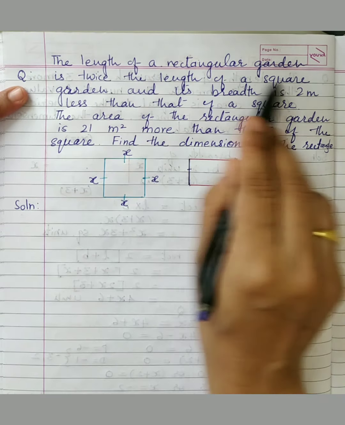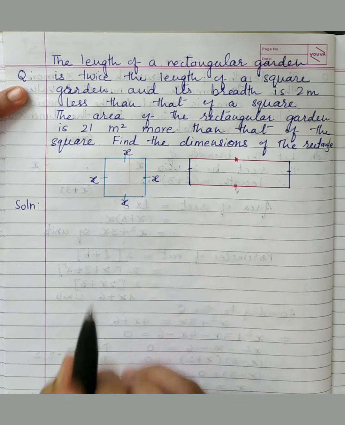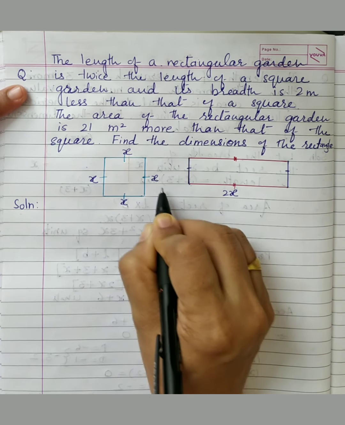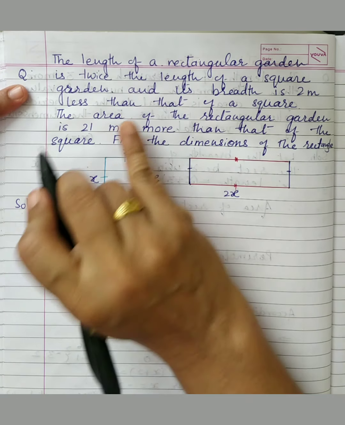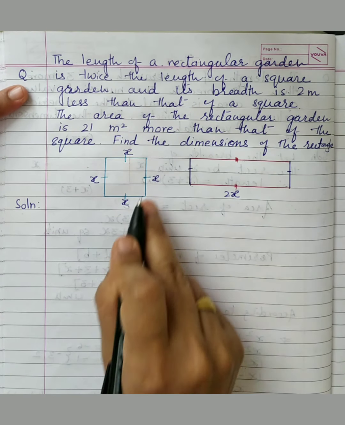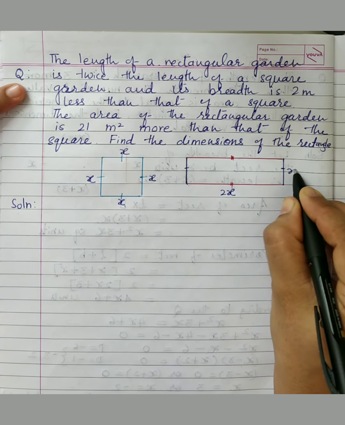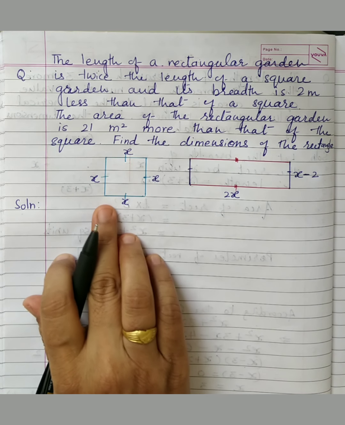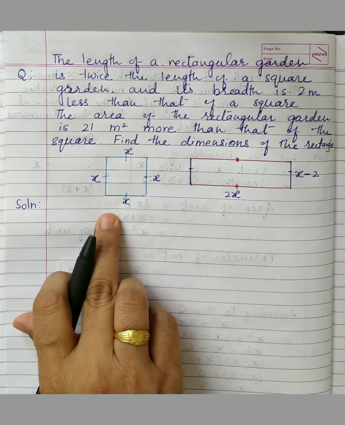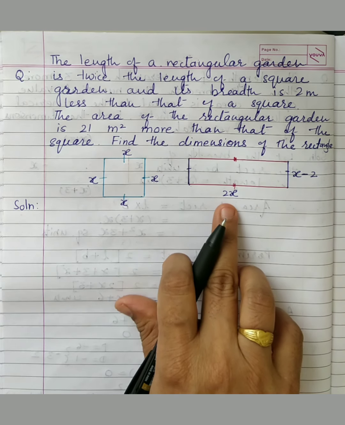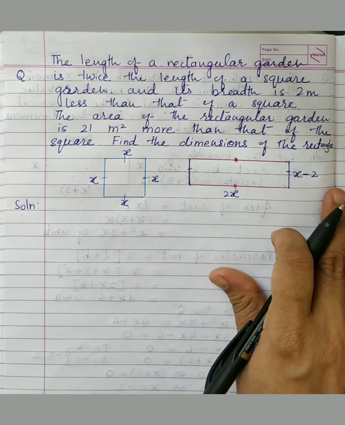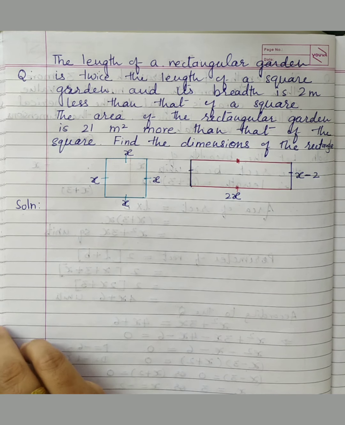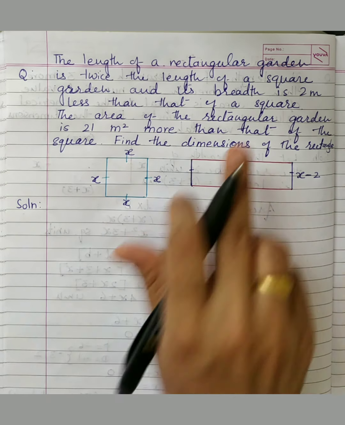What is given? Length is twice that of the square, so the length will be 2x. Here the unit is given, so it will be in meters. And breadth is 2 meters less than that of the square, so x minus 2. If the dimensions of the square are x meters each side, the length of the rectangle will be 2x meters and breadth will be x minus 2. This is exactly as the condition is given in the statement of the question.